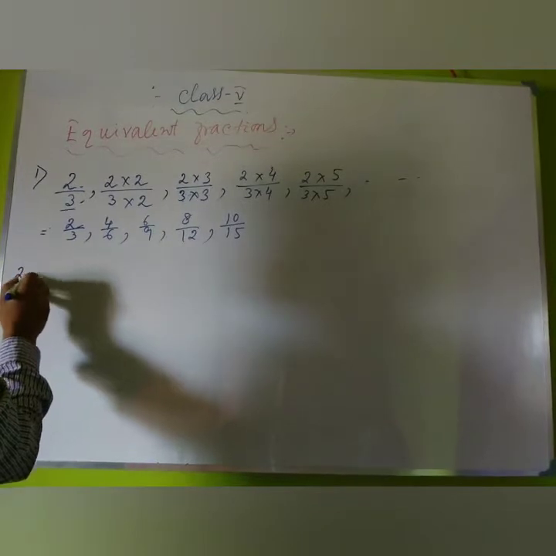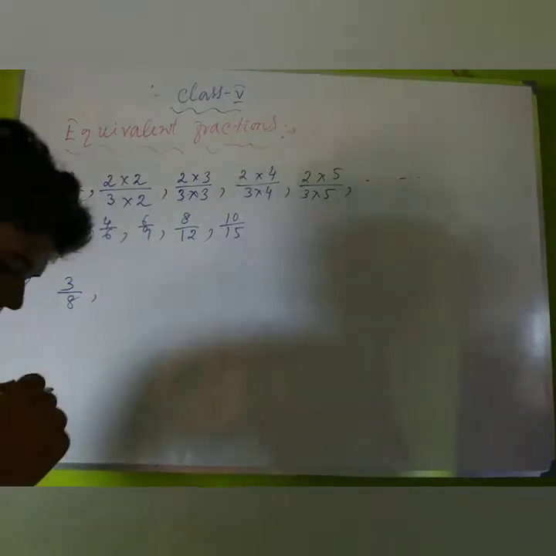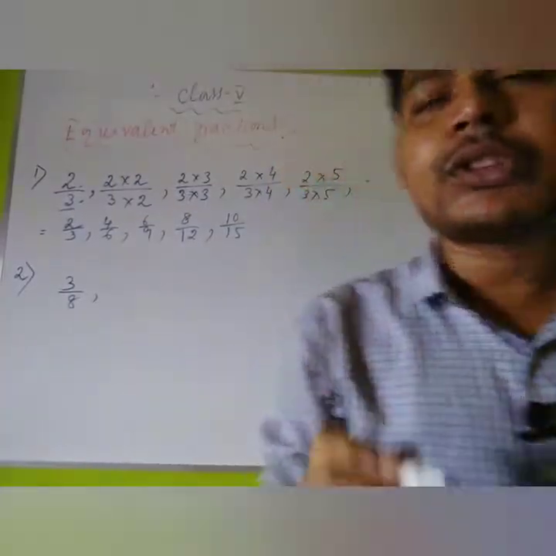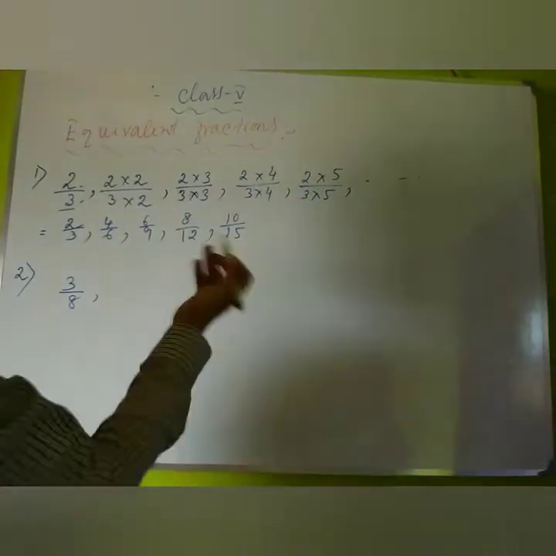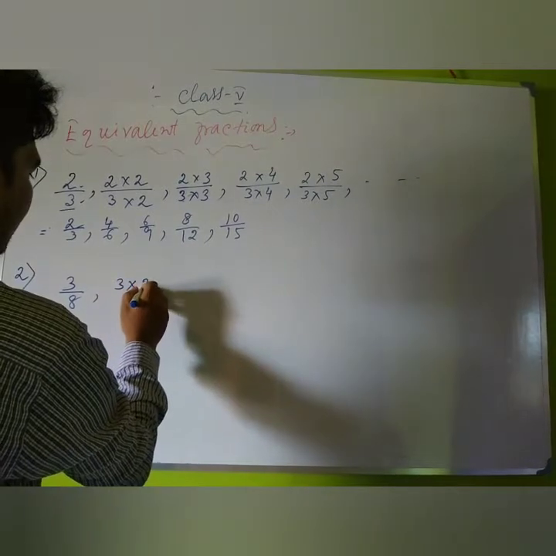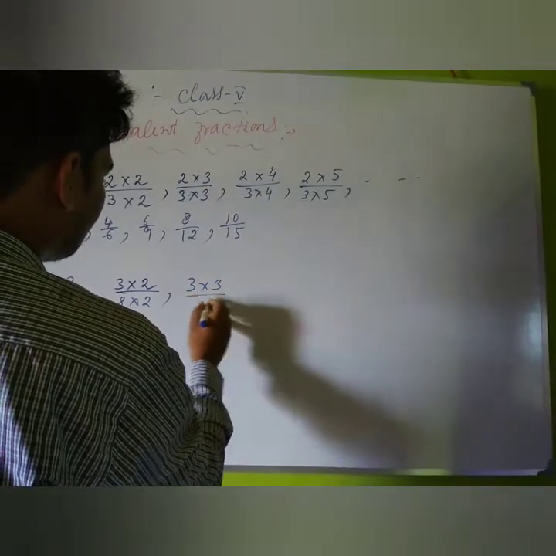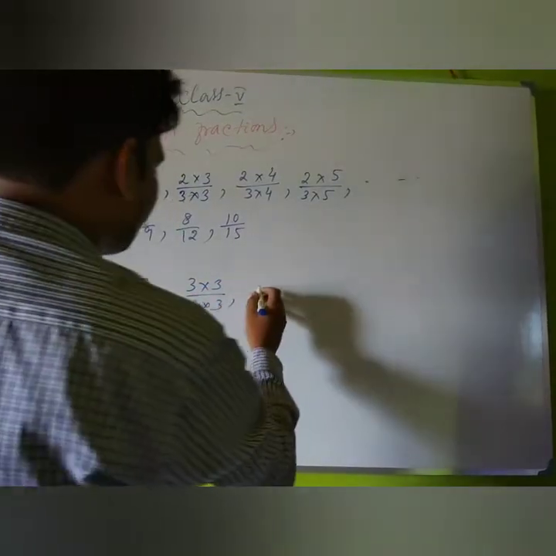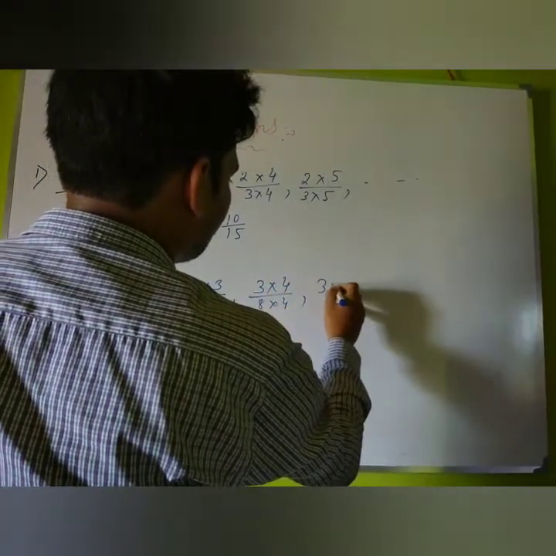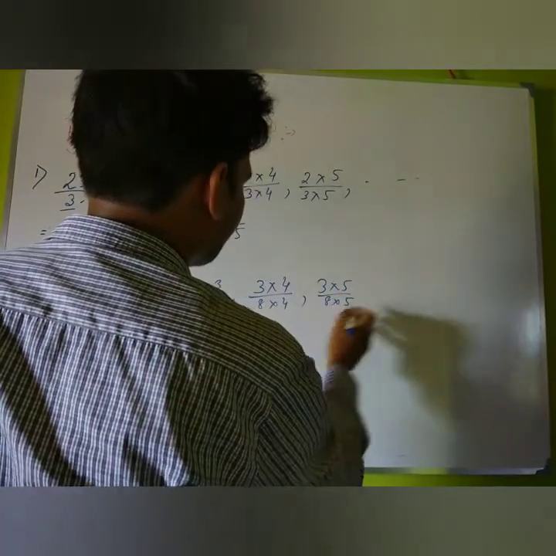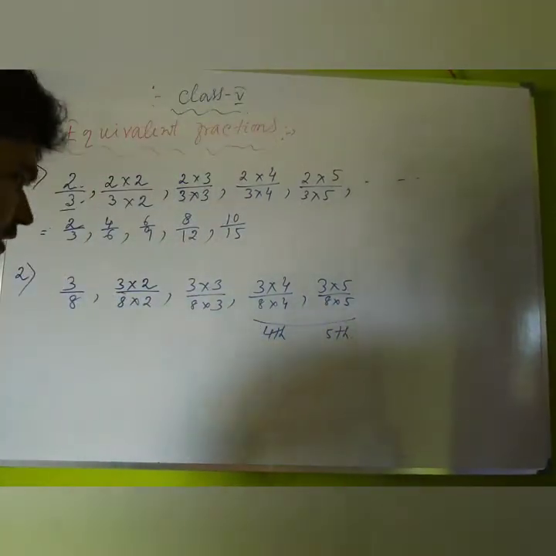Just take a second example. Here the fractional number given is 3 by 8 and it is said to find its fourth and fifth equivalent fraction. Okay, now the same procedure. In the second you have to multiply 2 into 3 by 2 into 8, then 3 into 3 by 8 into 3, 3 into 4 by 8 into 4, 3 into 5 by 8 into 5. Those are the second, fourth and fifth equivalent fractions.